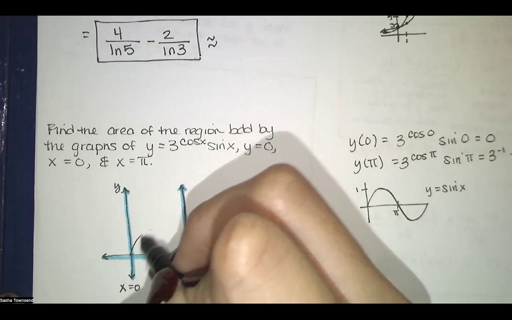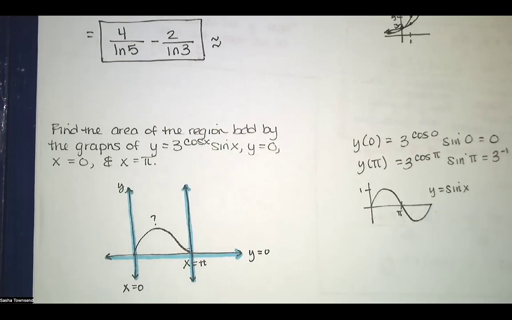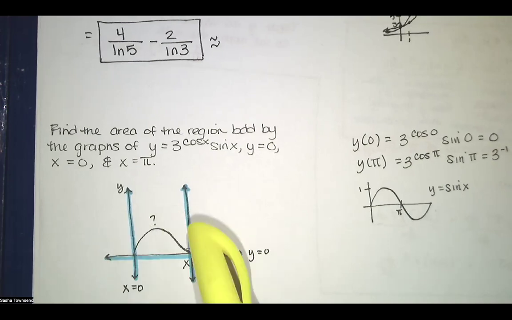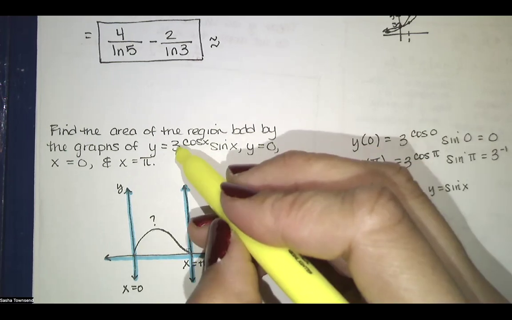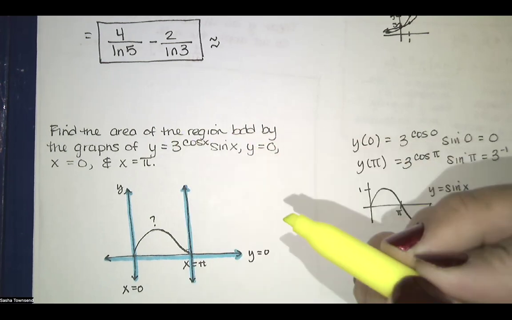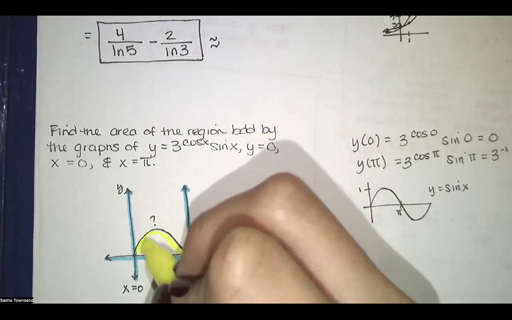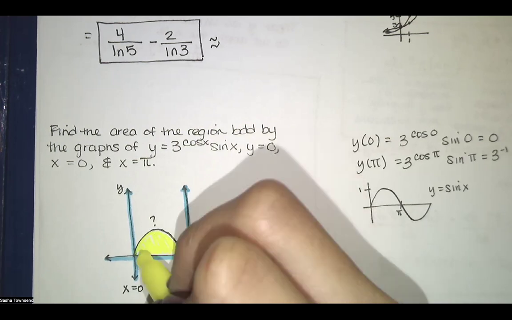So I'm going to say roughly it looks something like this. I don't actually know, but I know that I'm looking for the area between that curve and this axis, and I know that the function is positive there, because this is a number between 1/3 and 3 times a positive number. So we're going to have something that looks like this. And that's the area that we're looking for.